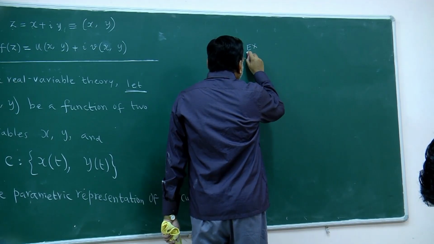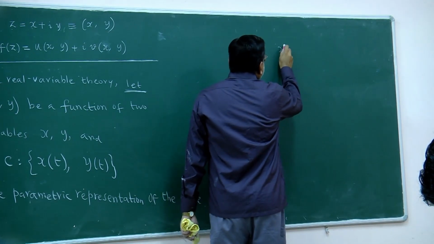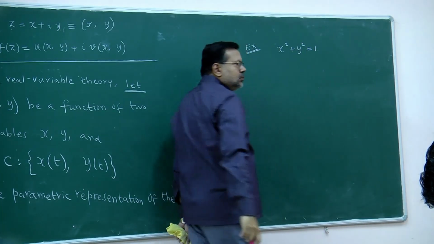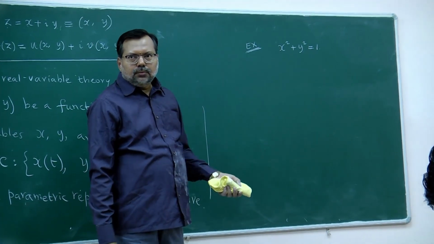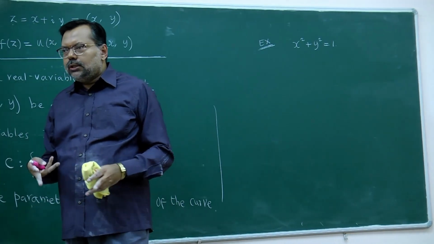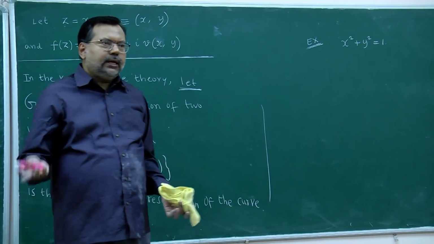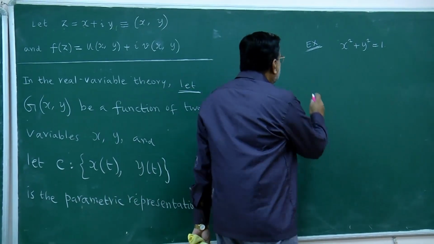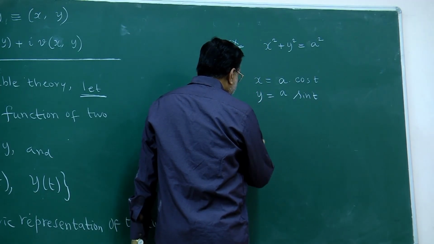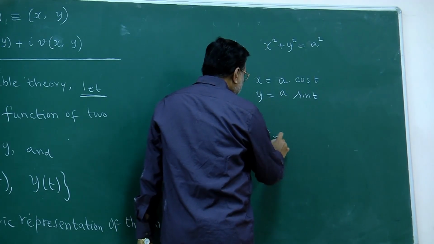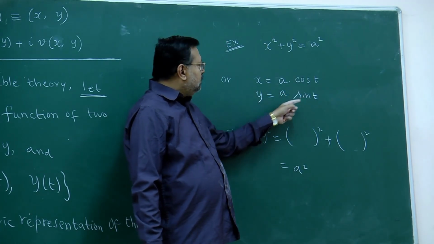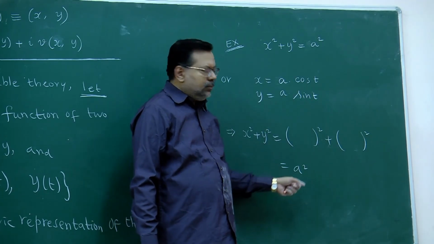As an example, you take what is the equation of the circle. Equation of the circle is x square plus y square equal to 1. This is an example of circle. But is this the only way that you can write? That's the question. No, this is not the only way. You can write by another way also. How can you write? So that means x square plus y square becomes a square cos square t plus a square sin square t, you get back that.